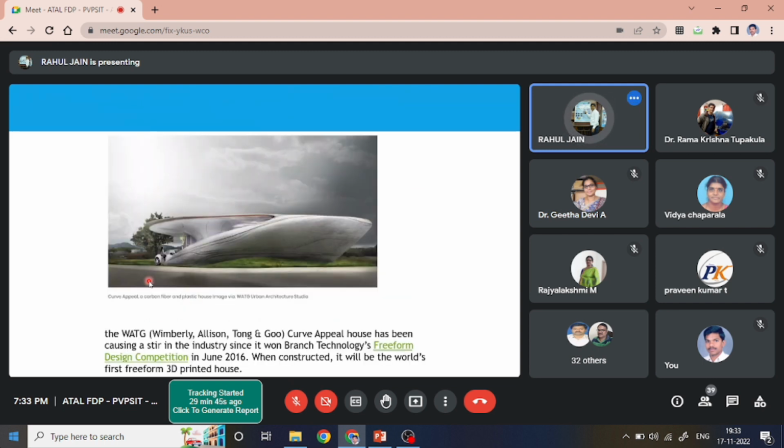This is one example. This is a free form home which has been manufactured by Wimberley, Allison, Tong and Company through an additive manufacturing process in a design competition. This is way back in 2016, so I think this has been completed by now. Once this has happened, this is the world's first free form 3D printed house.